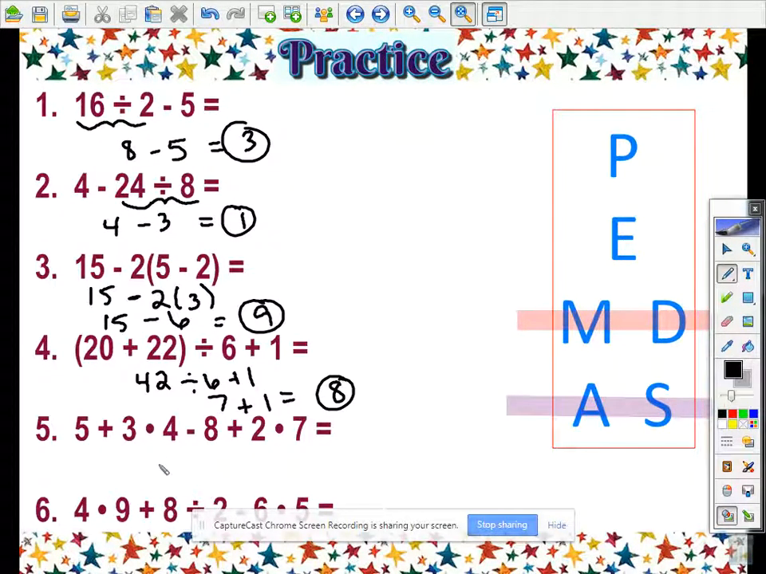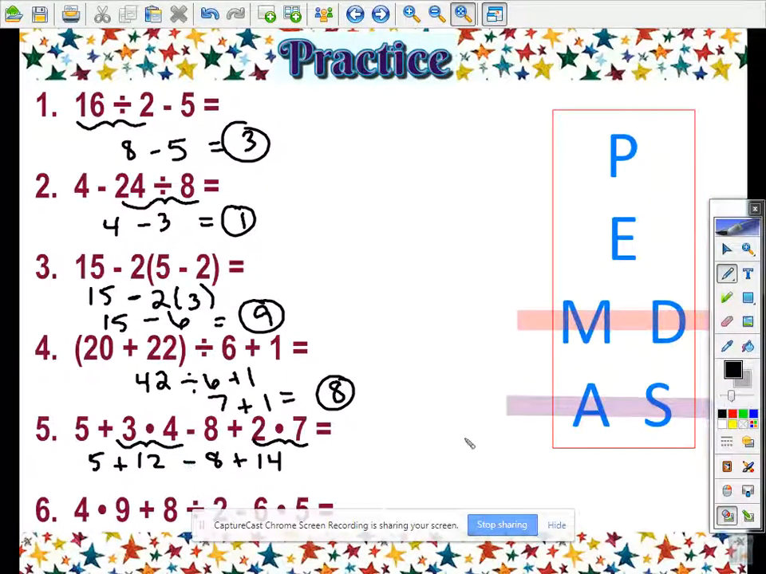Number 5, we have an addition, multiplication, subtraction, addition, multiplication. We definitely do multiplication first, left to right. 3 times 4 is 12. And here we can actually do this one at the same time here, which is 14. We did it left to right. We did it all on the same line.